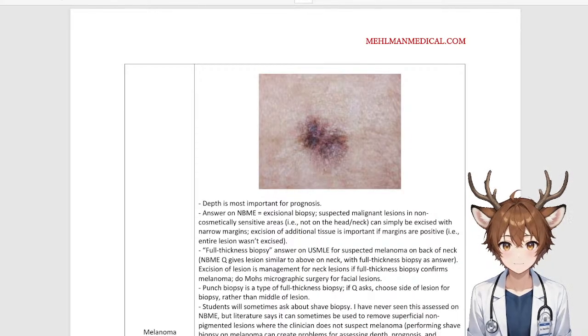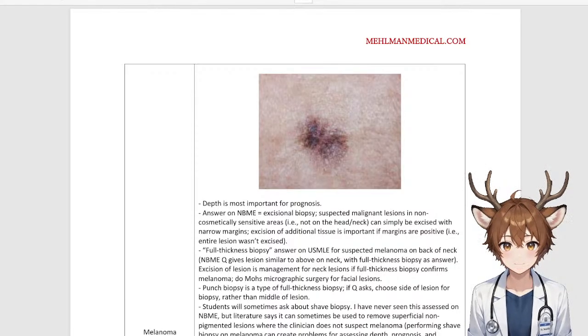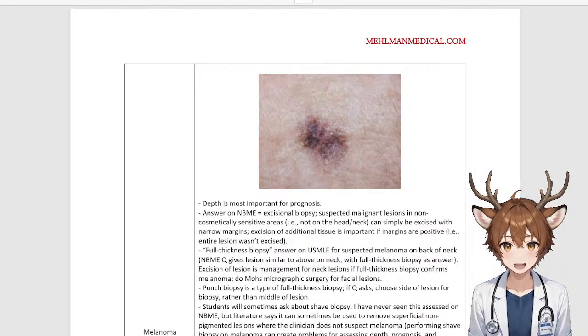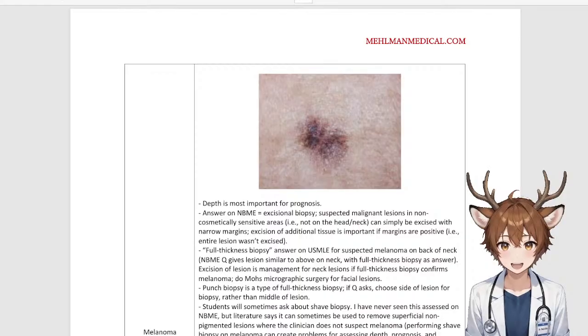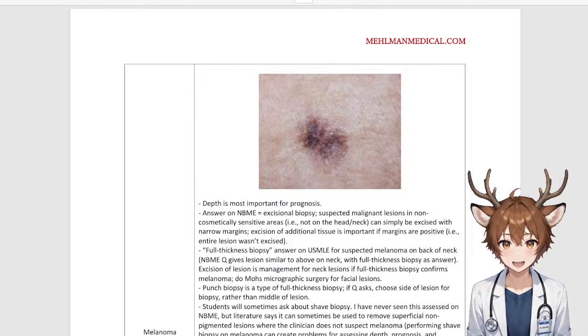Melanoma. So here's the melanoma. You can see it. Depth is most important for prognosis. Answer on NBME would be excisional biopsy. Suspected malignant lesions in non-cosmetically sensitive areas, that is to say, not on the head/neck, can simply be excised with narrow margins. Excision of the additional tissue is important if the margins are positive, that is to say, the entire lesion was not excised.